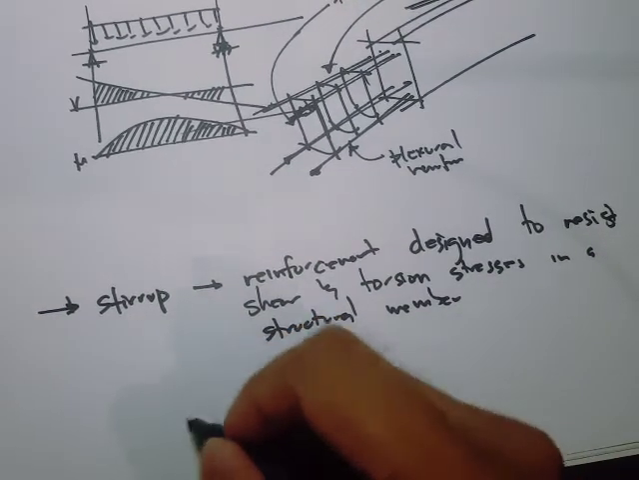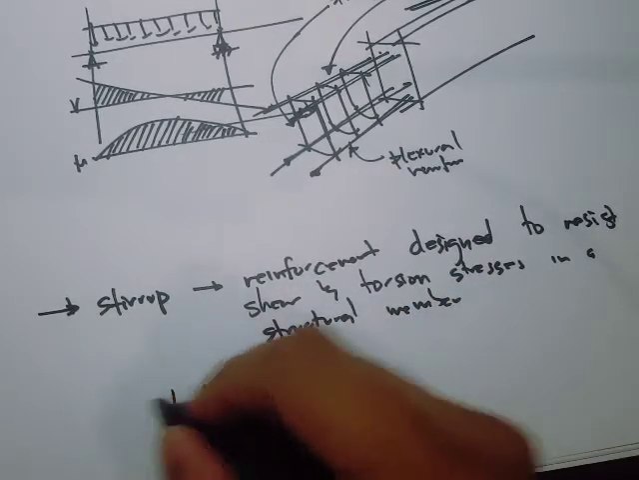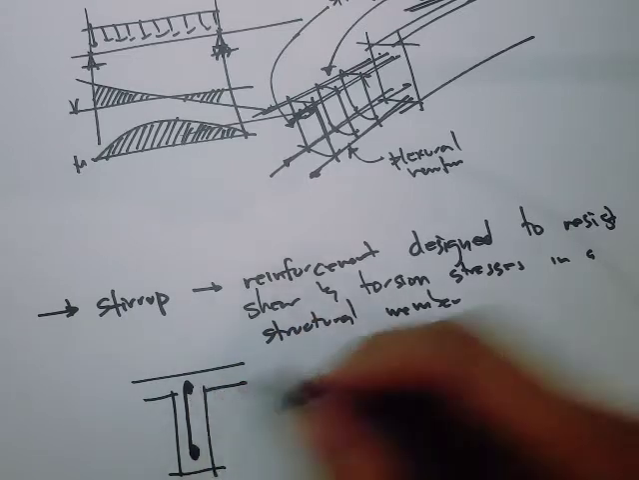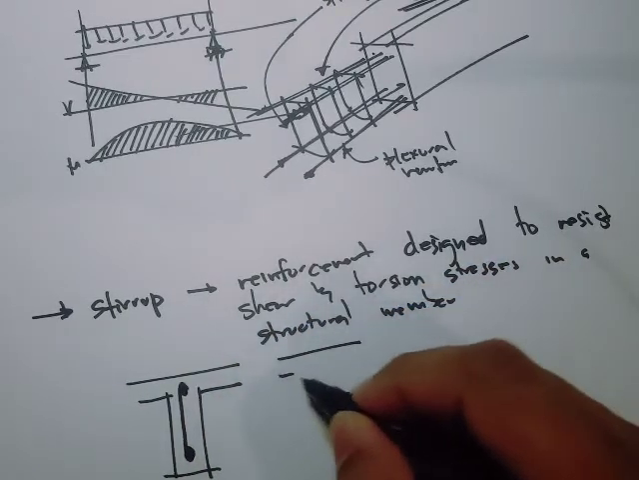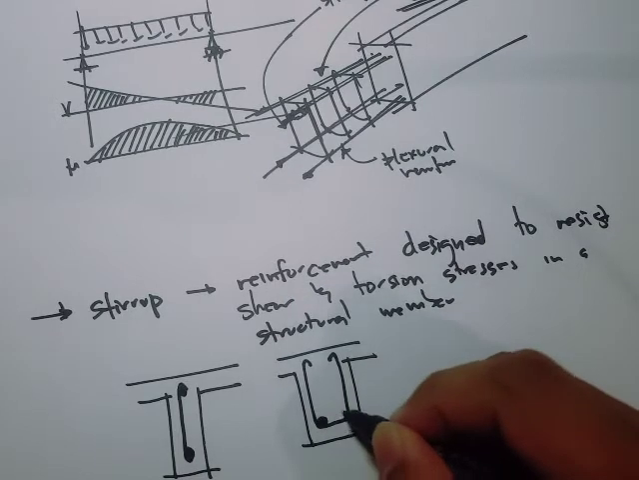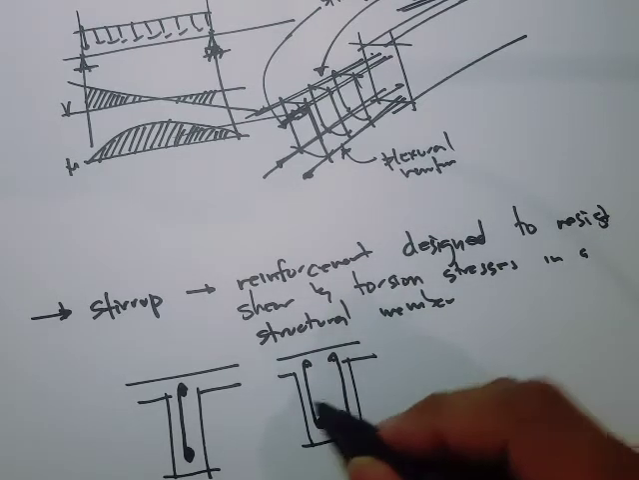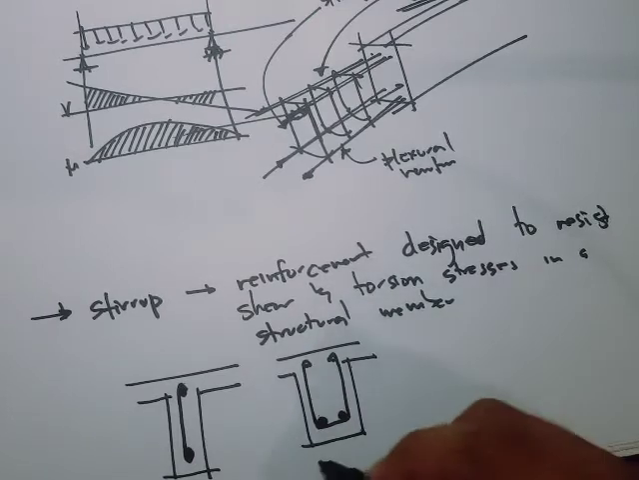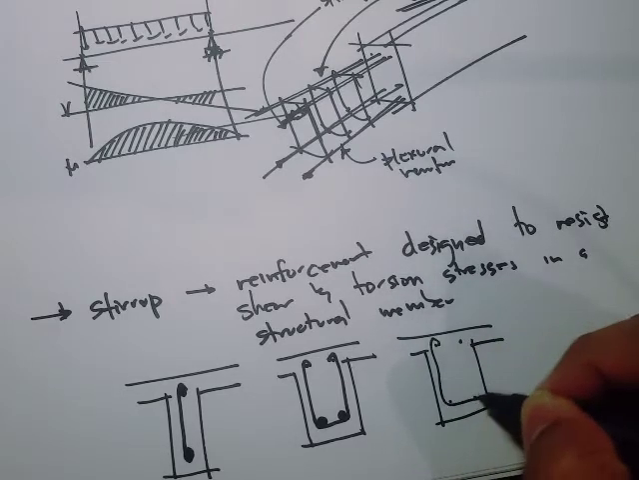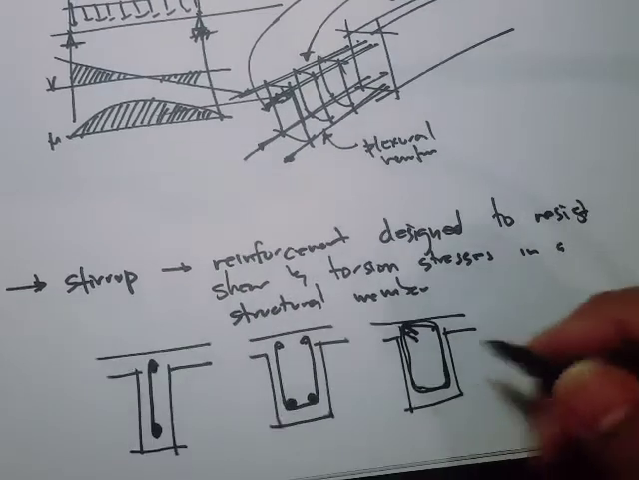Okay, so for a single leg, for example, we have this beam, or let's say this shape. A single leg stirrup will look like this. Then a double leg can look like this. Let's say here are our flexural reinforcements, and then our hanger bars. This is what we call a double leg, but that's an open type. Another one that's also typical could be something like this. That's a double leg, but it's a closed type.